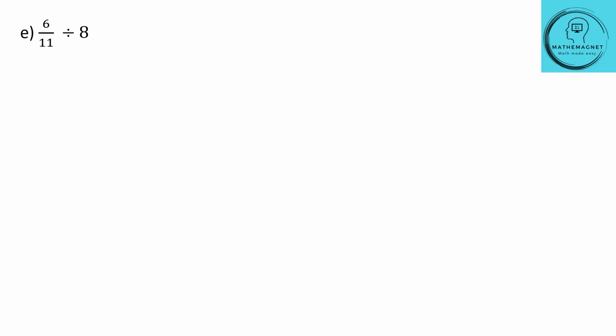Question E, 6 by 11 divided by 8. It can be rewritten as 6 by 11 into 1 by 8. 6 and 8 will go in the two tables as 3 and 4. So it will be 3 into 1 by 11 into 4, which is equal to 3 by 44.